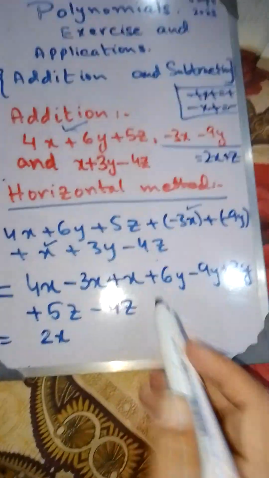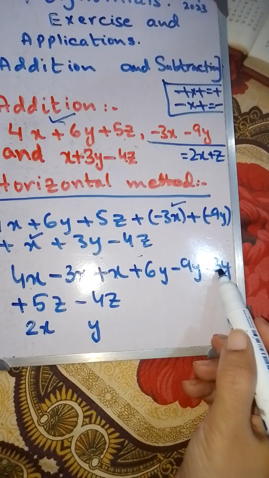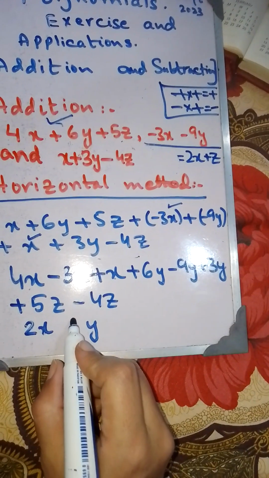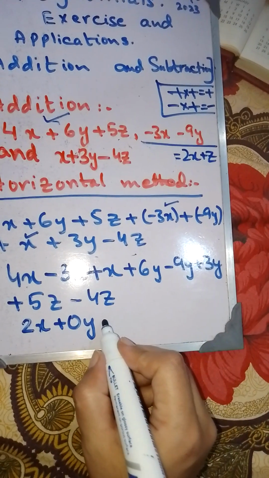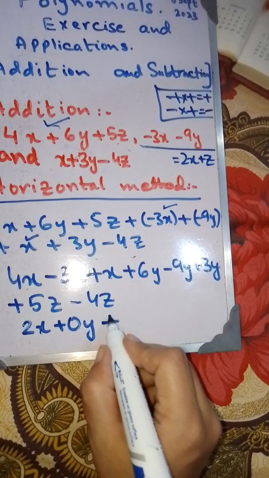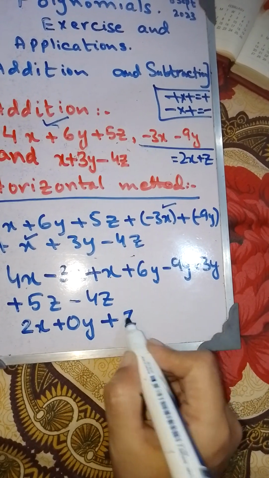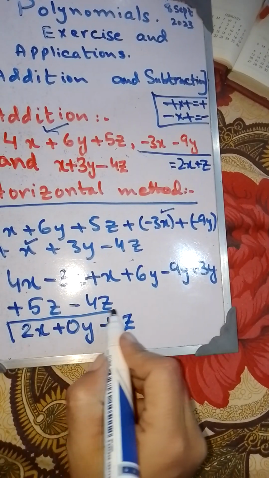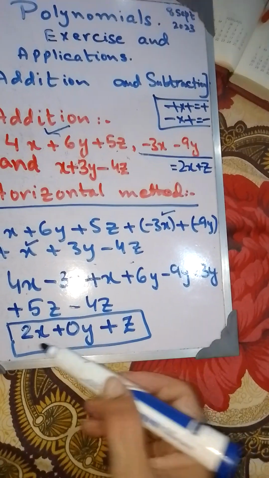Then go for y. In the y category we have 6 plus 3 is 9. 9 minus 9 is 0. So we will write plus 0 just to balance it. Then we will write plus 5 minus 4 is 1z. So with the horizontal method as well, I have got the answer 2x plus z.